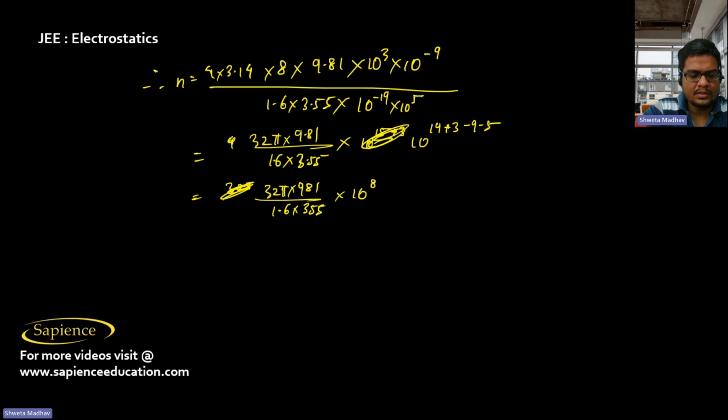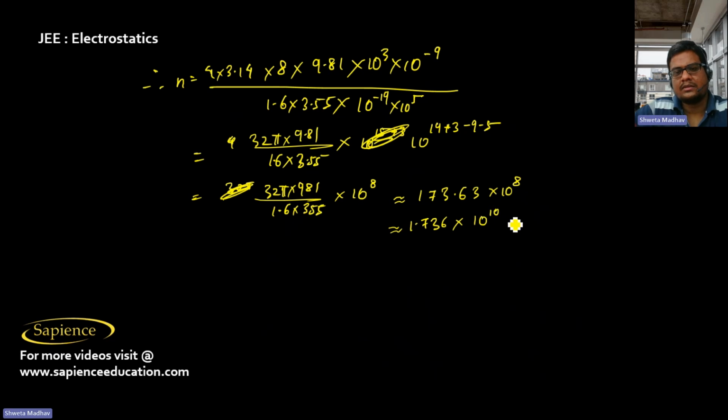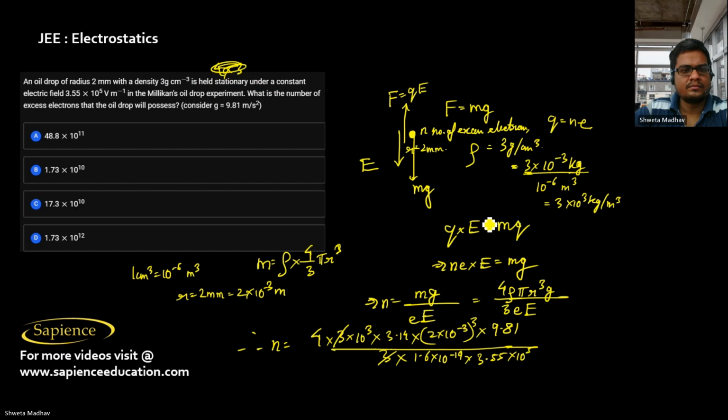So this will be 32 into pi into, this is approximately 173.63 into 10 power 8 excess electrons. So it is 1.736 approx into 10 power 10 electrons, excess electrons. 1.73 into 10 power 10. So option B is the correct answer.